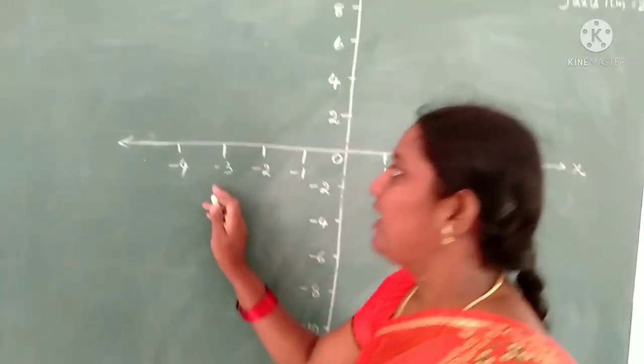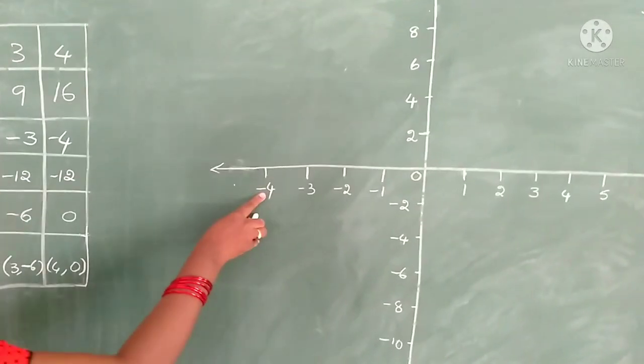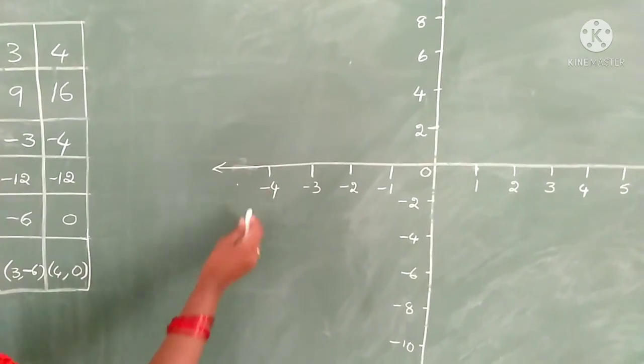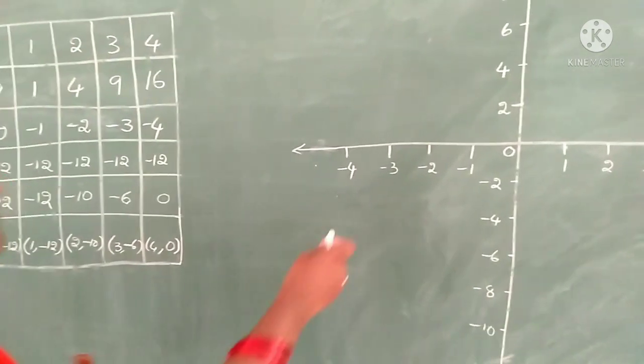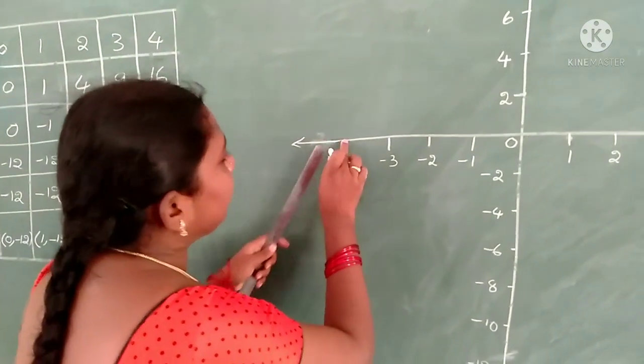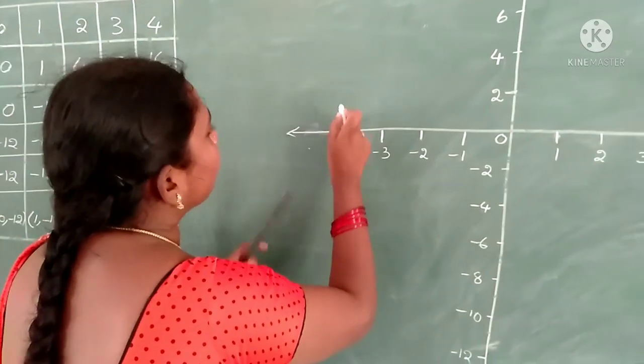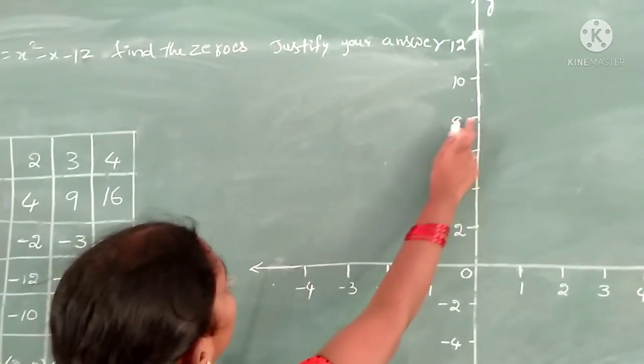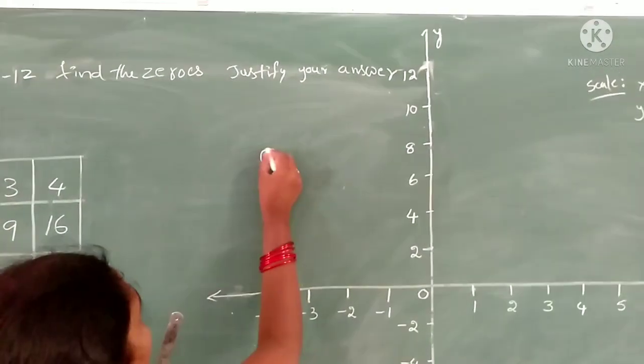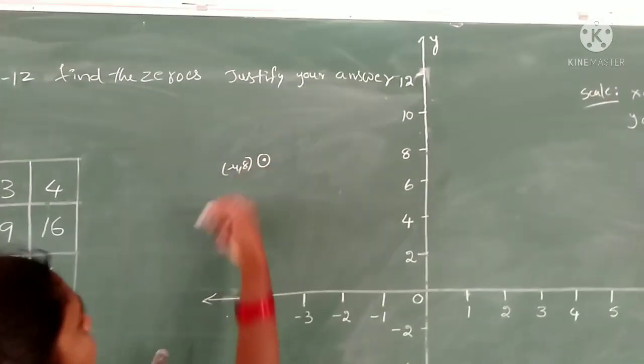Minus 4 on the x-axis. Next y value, minus 4 comma 8. So we take the minus 4 and the y value 8. So this is the point minus 4 comma 8.